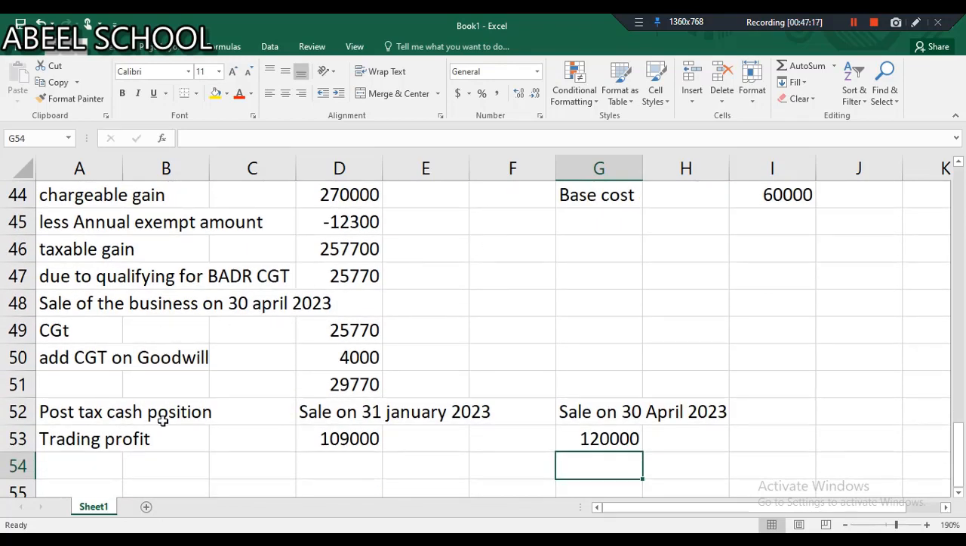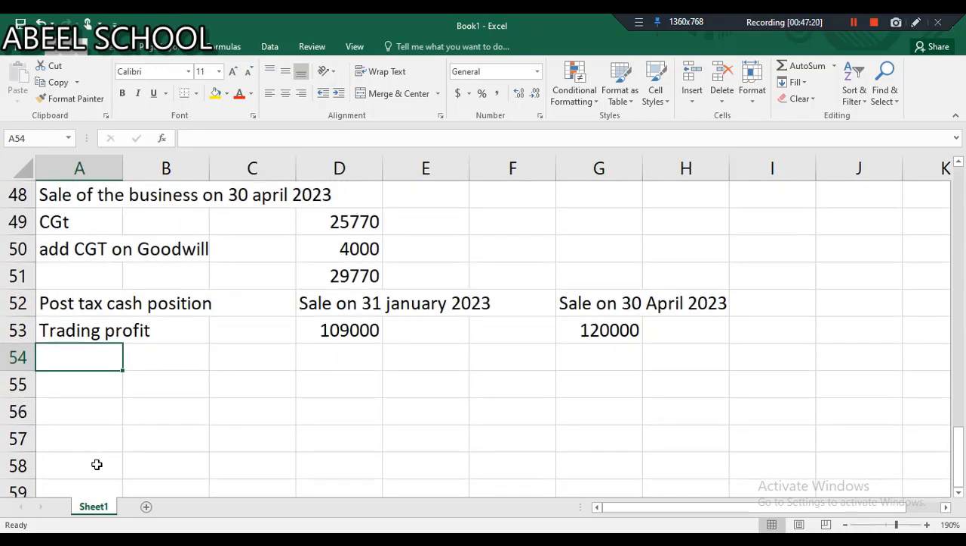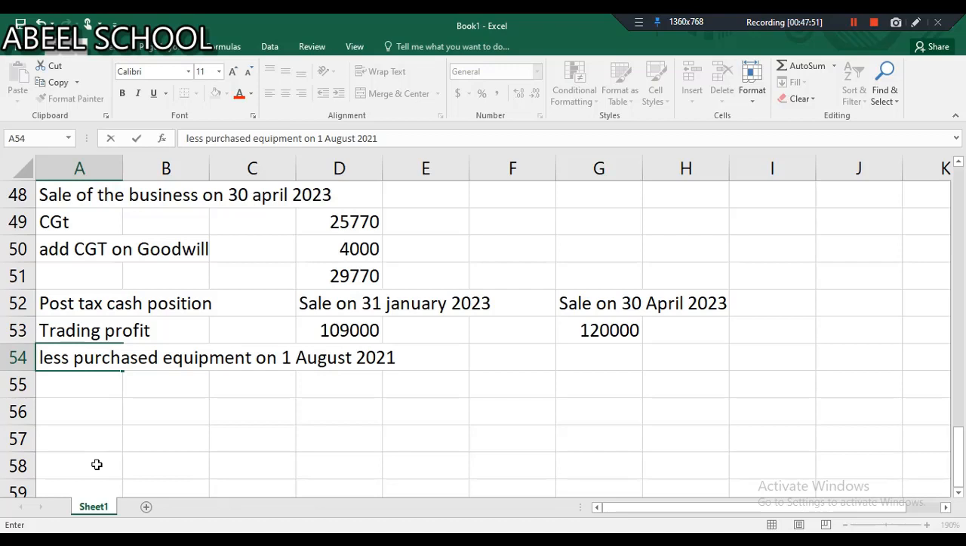We will deduct. Actually, in post-tax position, dear students, you have to just take cash inflows and outflows. That's it. So just deduct less purchase of equipment. On 1st August 2021 it was purchased, which resulted in a cash outflow of 6,000 obviously.